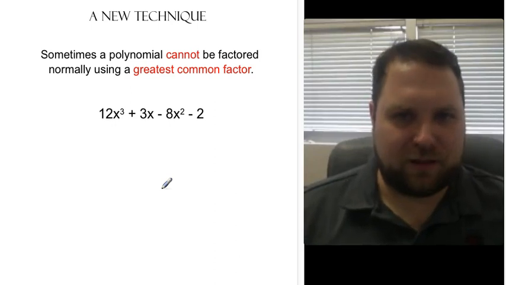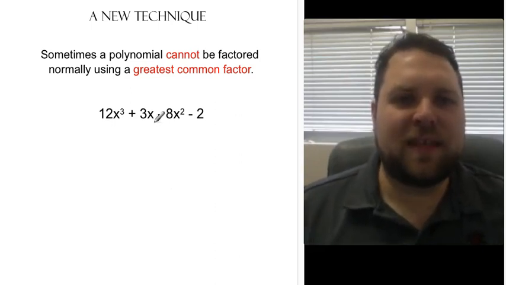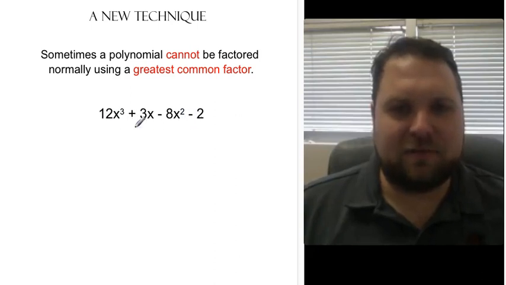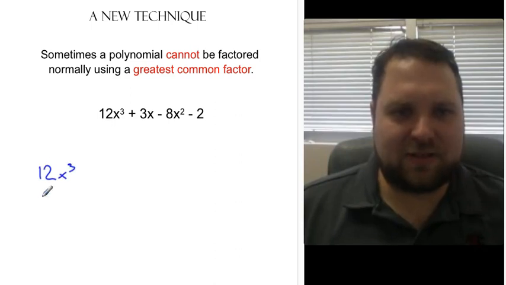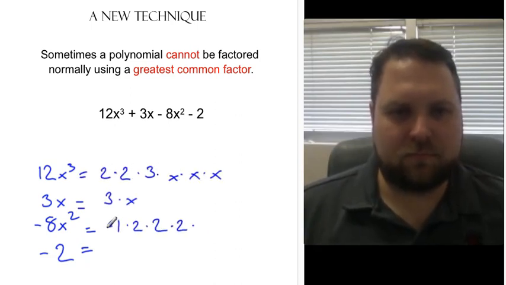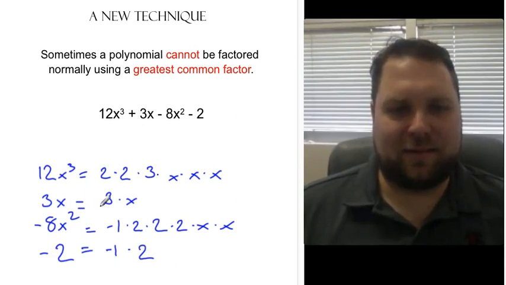I see this four-term polynomial, and the only way I know how to factor a four-term polynomial is to look for a greatest common factor. So that means I have to take each term in this, and I have to factor each term in this looking for a greatest common factor. And the unthinkable happens. They don't have a single thing in common.